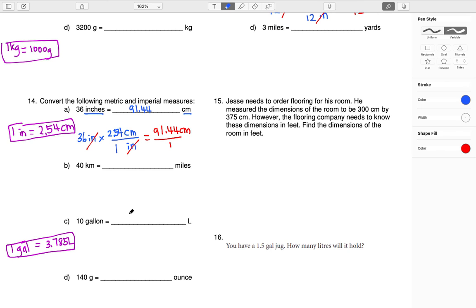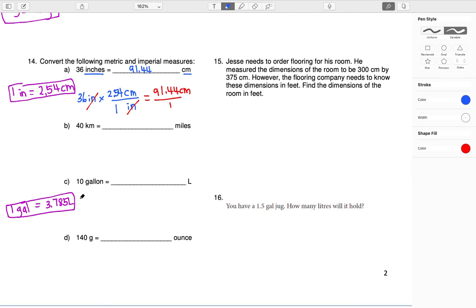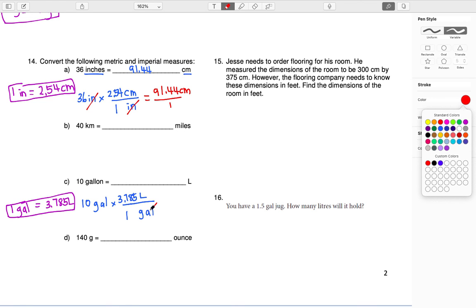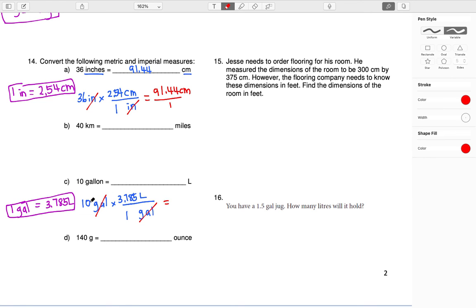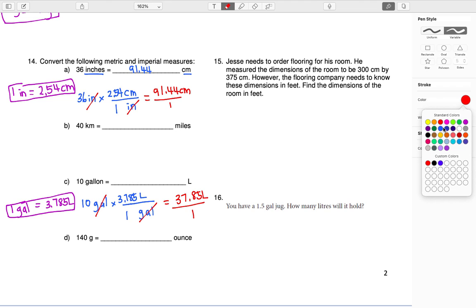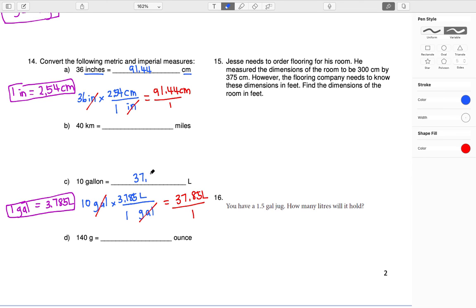Let's try letter C. Again, we're given 10 gallon. And then we are going to put gallon at the bottom and liter at the top. 1 gallon is 3.785. And gallon cancels out. So you do 10 times 3.785. So 37.85 liter over 1. Therefore, my final answer is 37.85 liter.